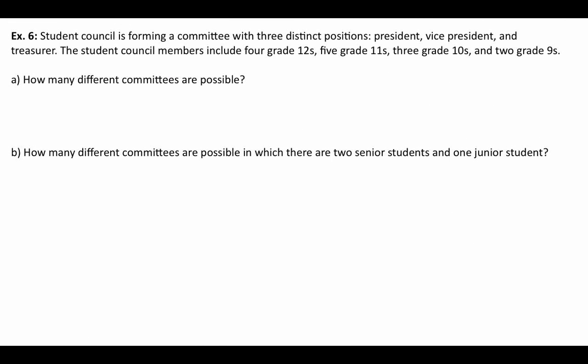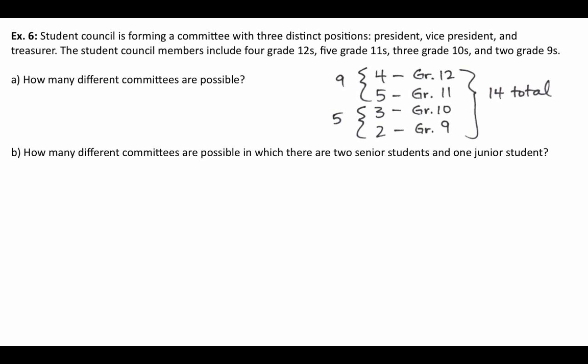All right. So here we go. Student council forming a committee with 3 distinct positions: president, vice president, and treasurer. Student council basically has members in grade 9, 10, 11, and 12. There happens to be 4 grade 12s, 5 grade 11s, 3 grade 10s, and 2 grade 9s on student council. So first of all, let's diagram that. We've got 4 in grade 12, 5 in grade 11, and so on and so forth. We have 14 total students. 9 of them are seniors, 5 of them are juniors.